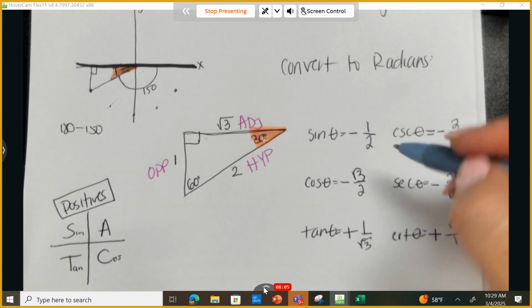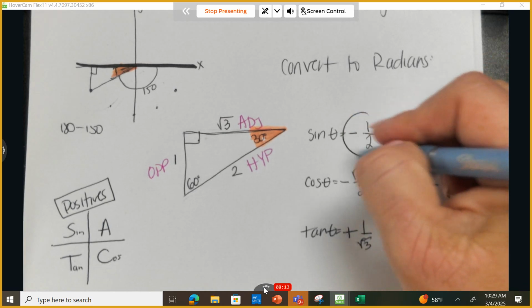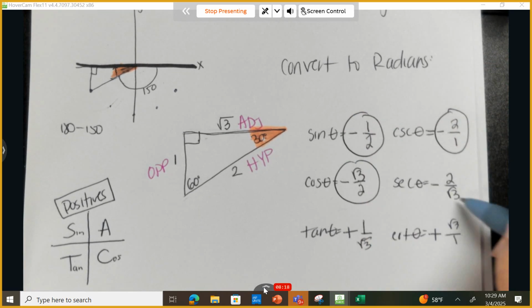So if you're wondering how do I know if this is my final answer, you're going to look to see, do any of these have a square root in the bottom? If they don't have a square root, that's my final answer. No square root in the bottom, done. Uh-oh, we got a problem here. We got a square root on the bottom.